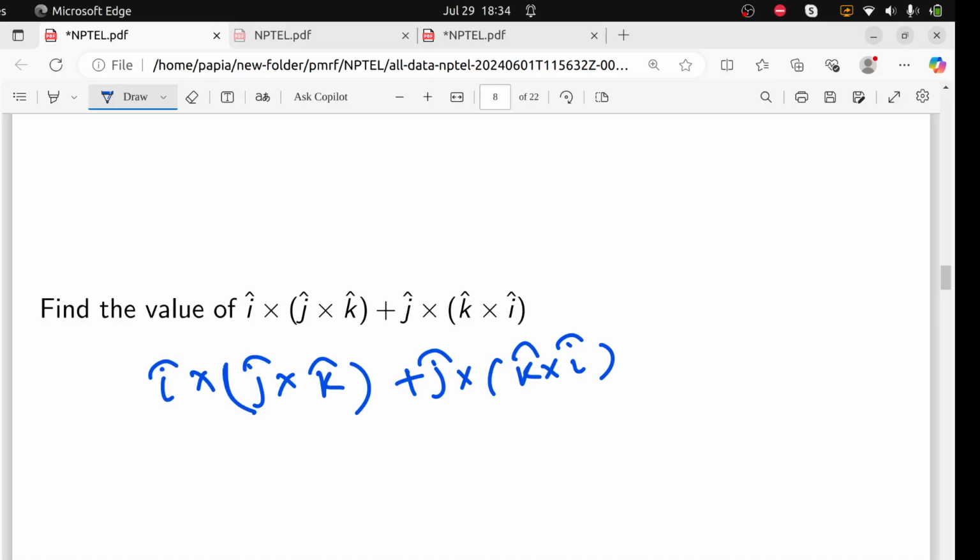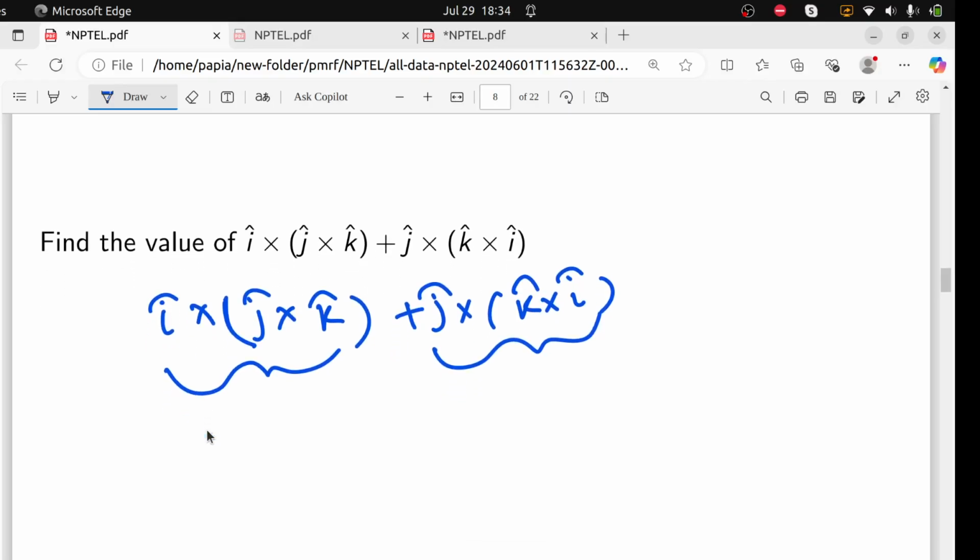Okay, so what is this? You can see here there are two terms, something plus something. So let me write here one by one. So the first one I can write like this. Okay, so what is this one? This is telling that i cross j cross k.